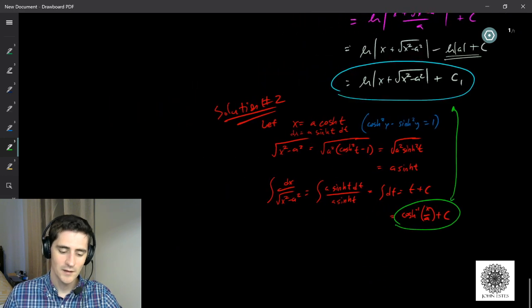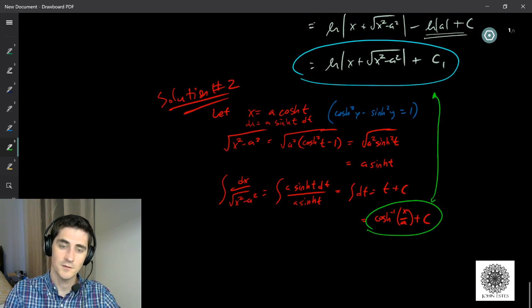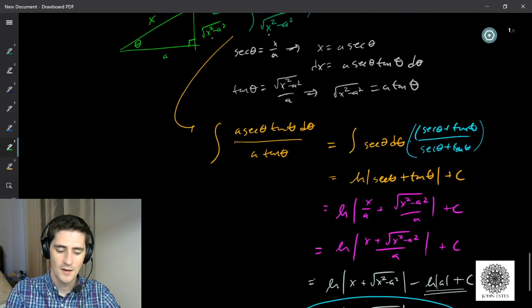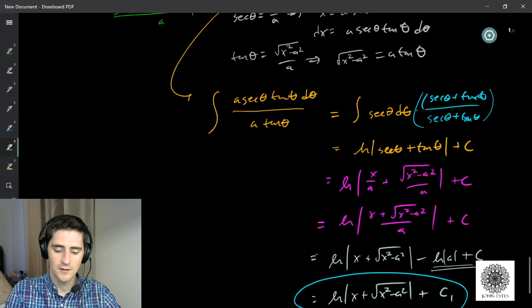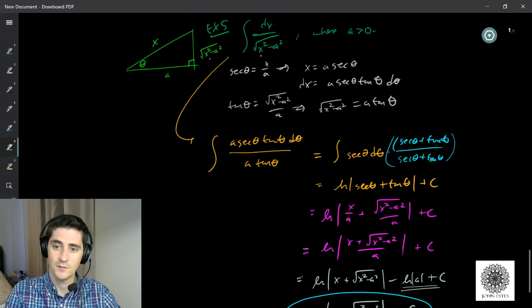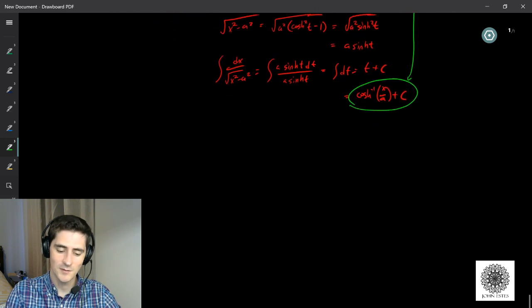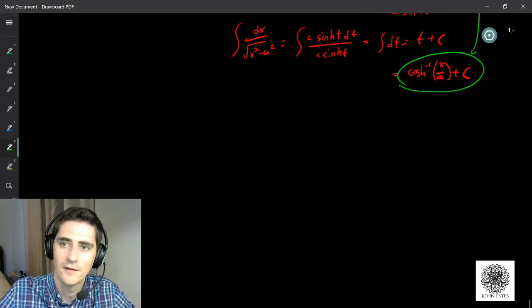Now, more than likely, you're probably not going to write the solution to that. Maybe that's why I wrote it all in red. It almost looks like we're doing something wrong. We'll more than likely go with the trigonometric substitution instead of the hyperbolic trigonometric substitution, but isn't that cool that we could do that as well?